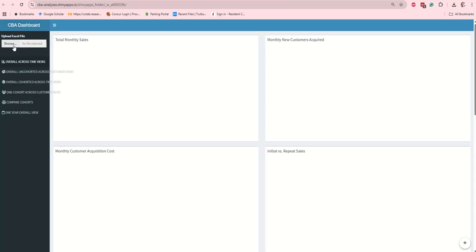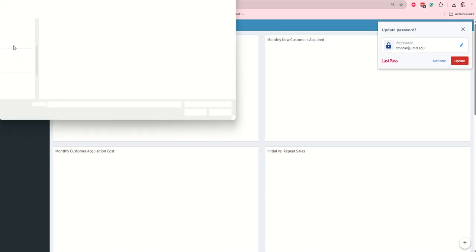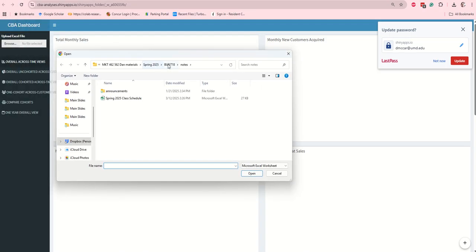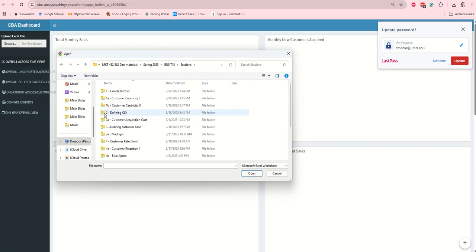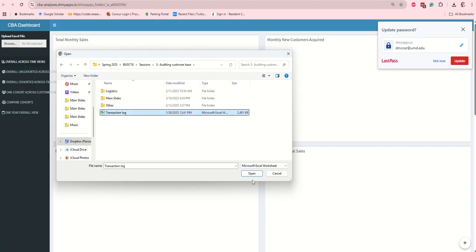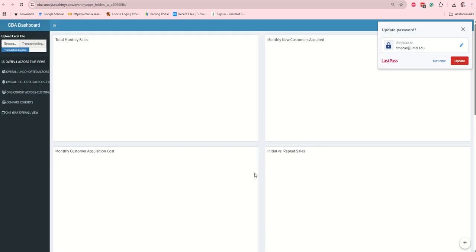And then over here, you would browse for the file. So I am just going to put in the file that we have. I'm just going to use the one from this folder. It's all the same. Auditing the customer base transaction log. Open it up. And again, the key in this is that we have 2 tabs. One tab with transaction log data, and then one tab with the marketing spend data.